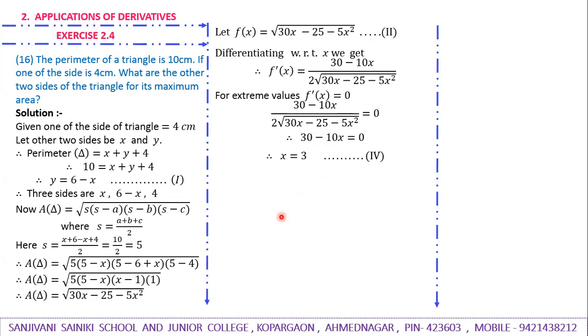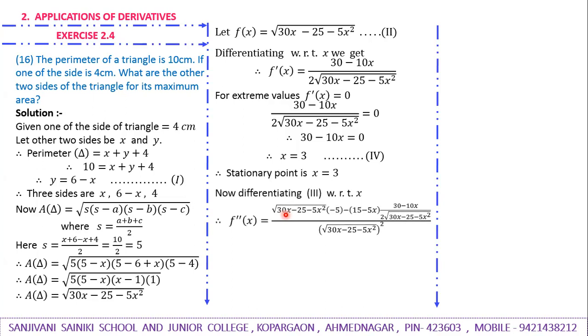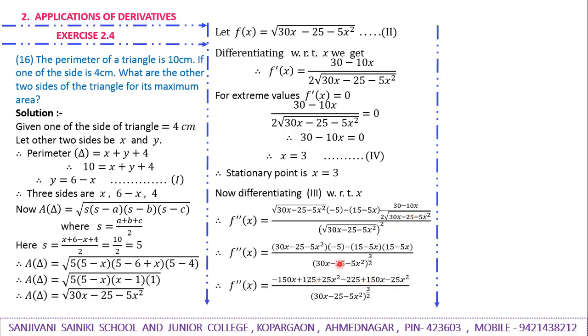Now, we must check the second order derivative. So, we have to find out the second order derivative from this first order derivative. So differentiate this first order derivative with respect to x. F double dash of x is equal to, here we use the quotient rule: square of the denominator, then denominator as it is, derivative of the numerator, minus numerator as it is, derivative of the denominator. So once you simplify it, you will get the derivative of this function: minus 100 upon 30x minus 25 minus 5x square raised to 3 by 2. This is our equation number 5.